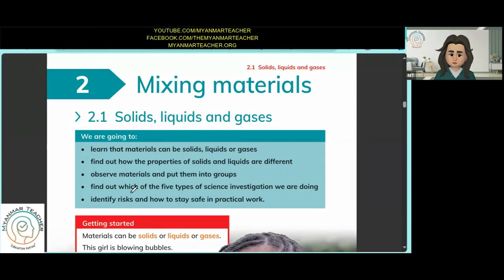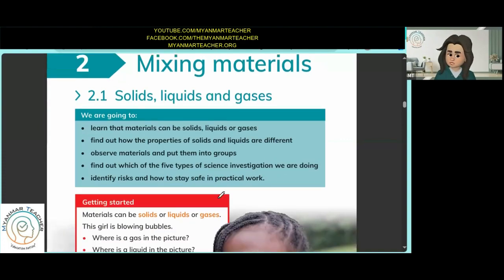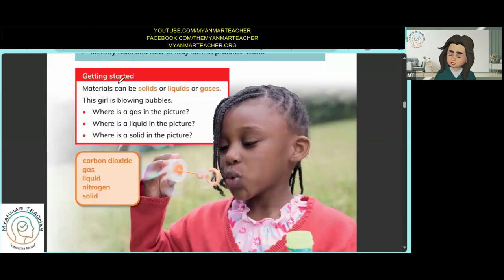Observe materials and put them in groups. Find out which of the 5 types of science investigation we are doing. Identify risks and how to stay safe in practical work. Okay, getting started. Materials can be solids or liquids or gases.